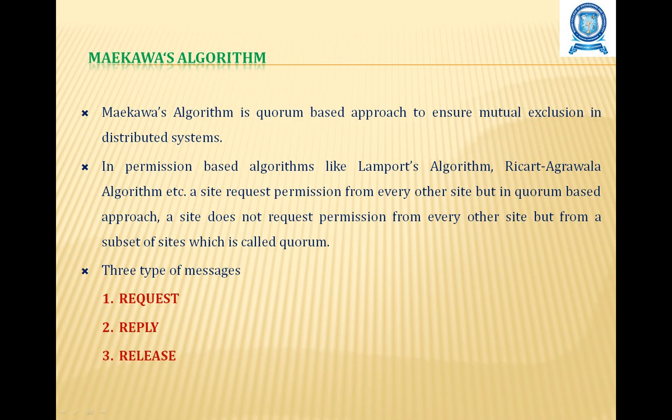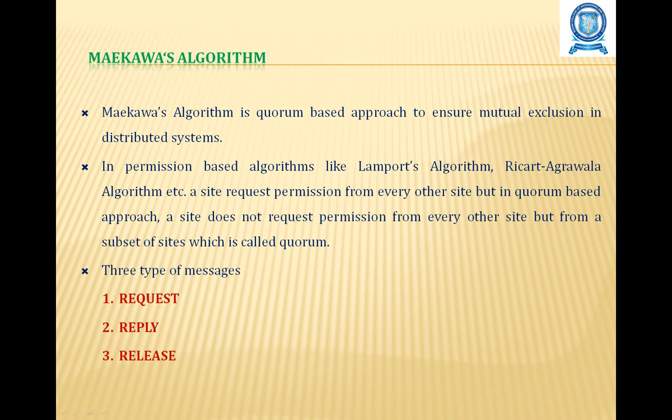Next algorithm is the Maekawa algorithm. This algorithm is a quorum based approach to ensure mutual exclusion in distributed systems. In permission based algorithms like the Lamport algorithm and Ricart-Agrawala algorithm, a site requests permission from every other site, but in a quorum based approach a site does not request permission from every other site but from a subset of sites, which is called a quorum. So a quorum is a subset of sites.